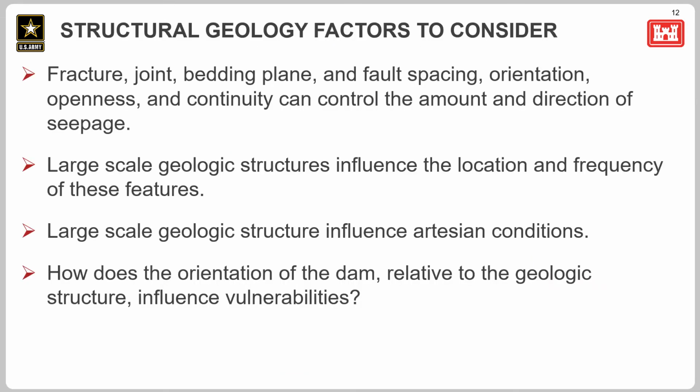So what are we looking for when we're trying to characterize a site, when we're thinking about whether internal erosion could occur at the site? So let's think about structural geology first. Look for fractures, jointing, bedding planes, faults, and characterize how far apart they are, how they're oriented, what the aperture is, and how continuous they are, so we can think about whether seepage can move through a feature and how much seepage and how much particle movement there might be allowed through that geologic feature.